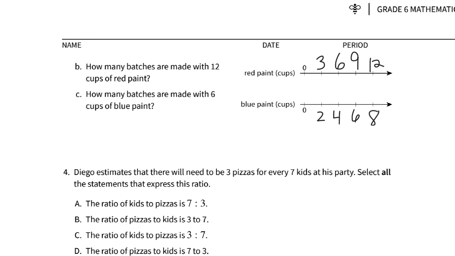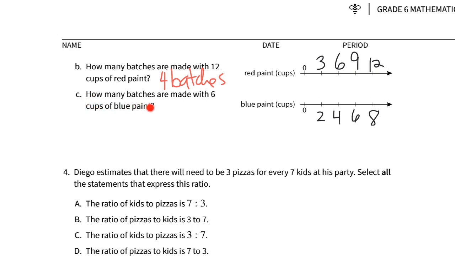Now part B says how many batches will be made with 12 cups of red. So that's 1 batch, 2 batches, 3 batches, 4 batches. So that's the 4th batch with 12 reds and 8 blues. So how many batches are required for 12 reds? That's 4 batches.